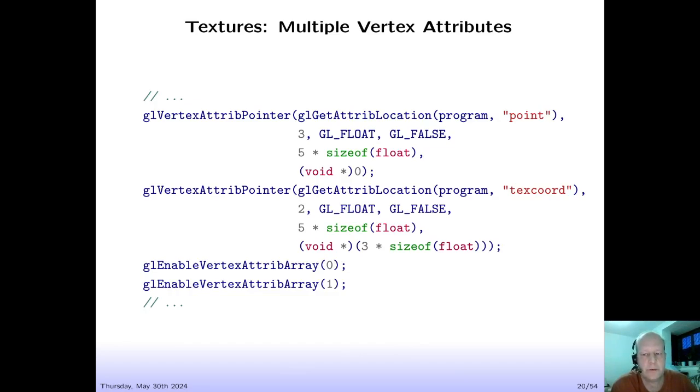And again, we need to set up the variables, the memory layout. So now we have 2 variables, point and tex coord. Point is 3 floats, tex coord is 2 floats. One row is now 5 floats, and the offset for tex coord is 3 floats. So it's after the point in each row. And we need to enable both vertex attributes, 0 and 1.